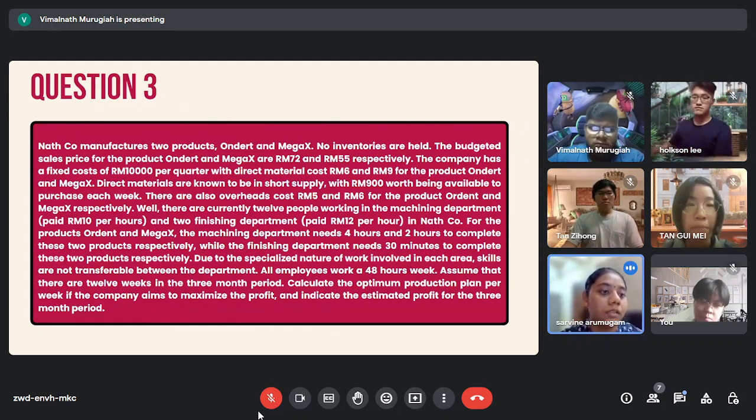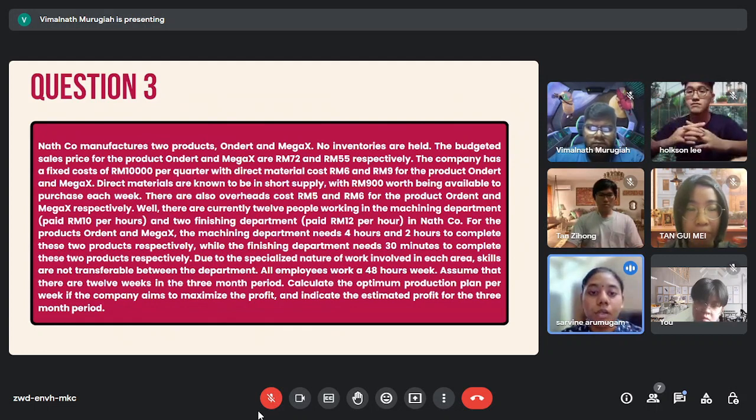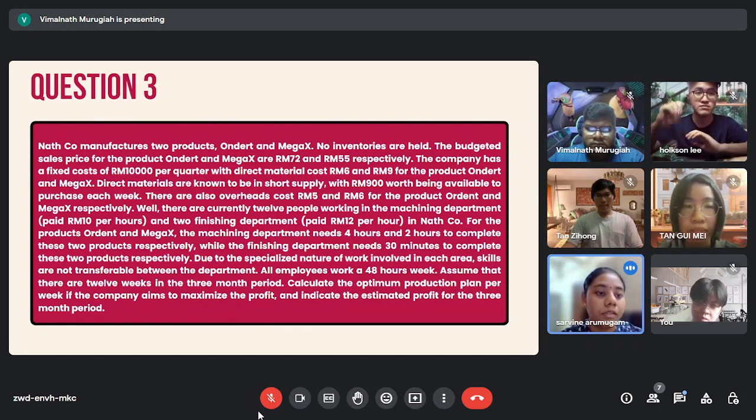I will read out the question first. Netco manufactures 2 products, Ondit and Mega X. No inventories are held. The budgeted sales prices for Ondit and Mega X are RM72 and RM55 respectively. The company has a fixed cost of RM10,000 per quarter, with direct material costs of RM6 and RM9 for the products. Direct materials are known to be in short supply, with RM900 worth available to purchase each week. There are also overhead costs of RM5 and RM6 for Ondit and Mega X respectively.